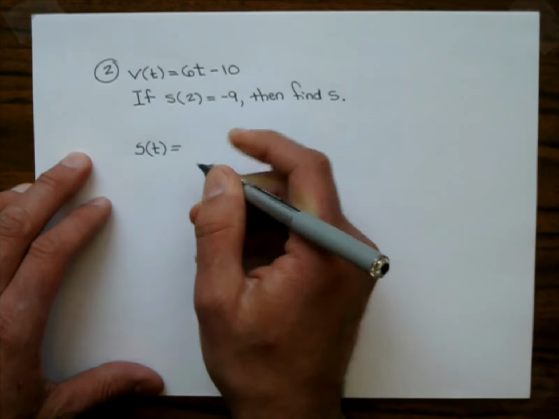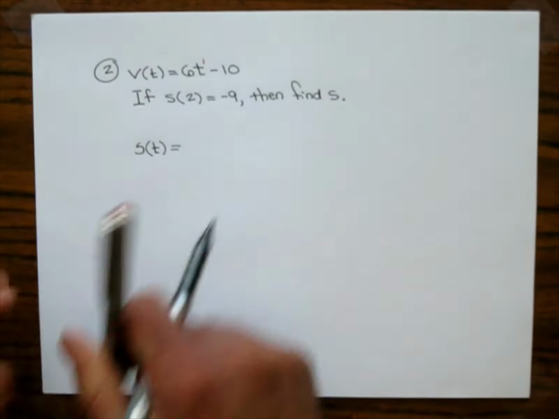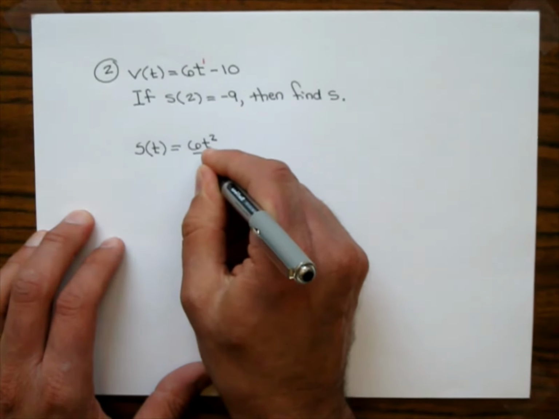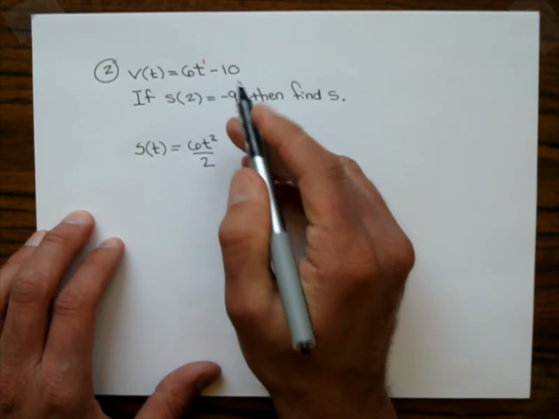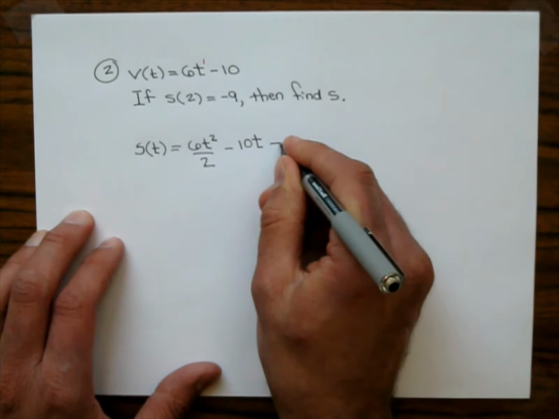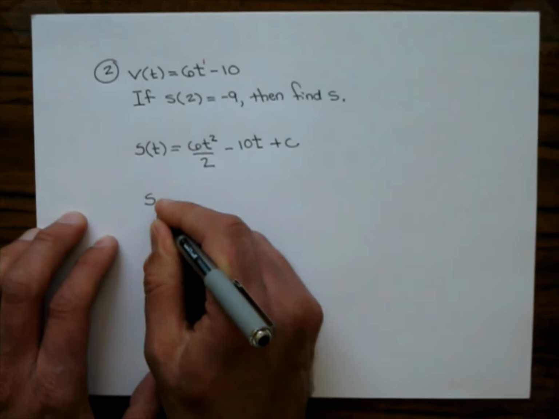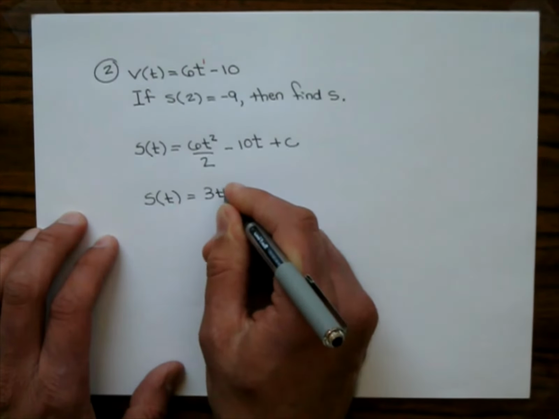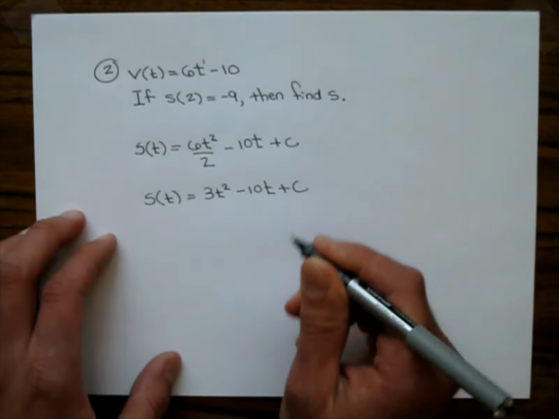To take the antiderivative, I'm going to remember about the power rule. That's a t to the 1. So this is going to be 6t squared over 2. And then we have minus 10. The antiderivative of minus 10 is minus 10t. And then don't forget your plus c. Let's go ahead and clean that up a little. S of t is 3t squared minus 10t plus c.